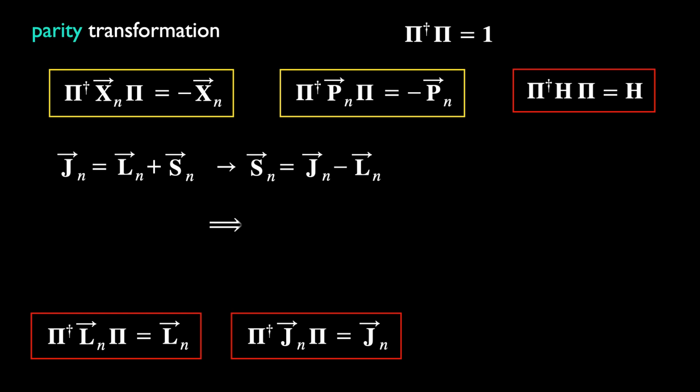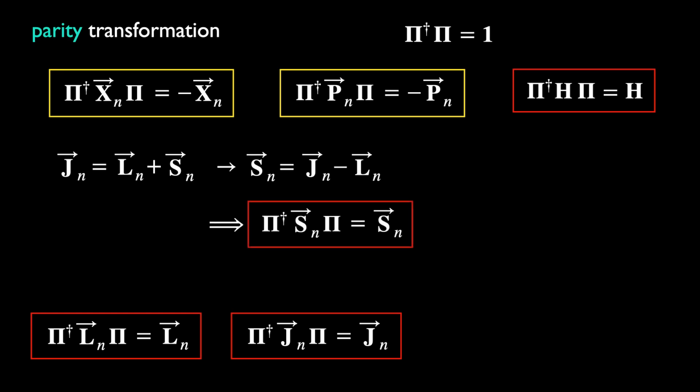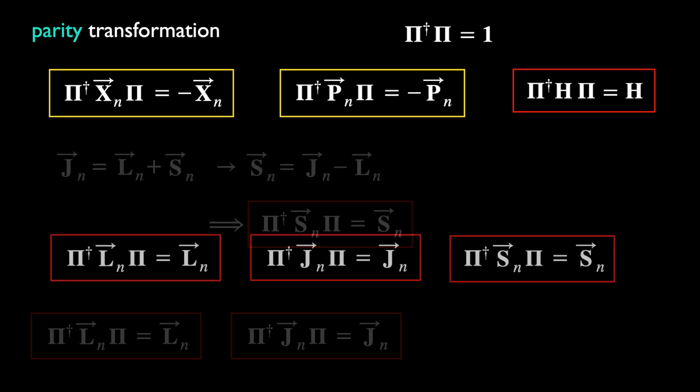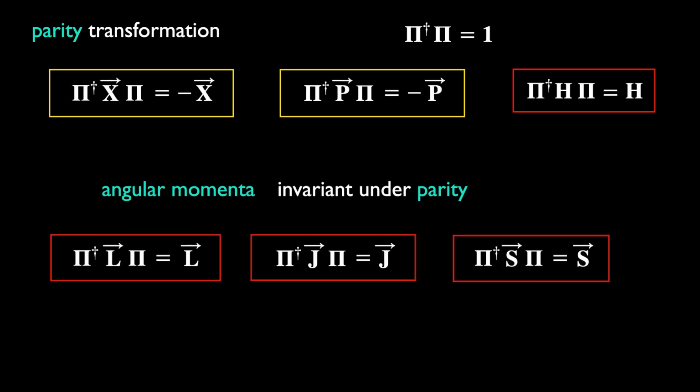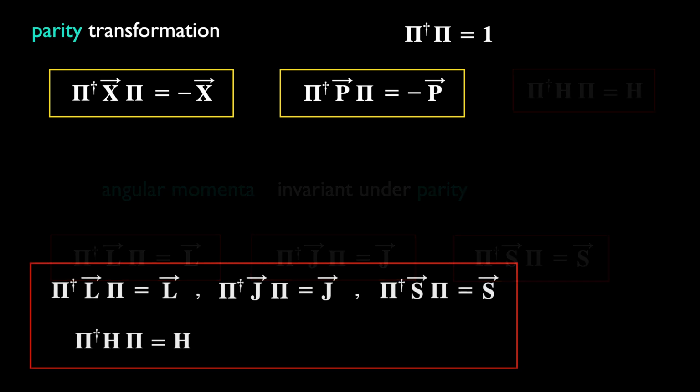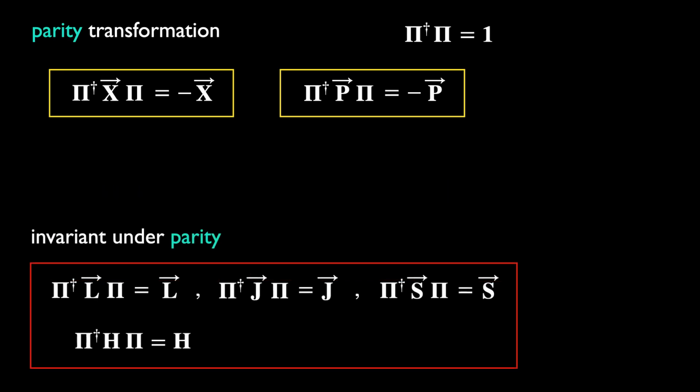The invariance of both L and J means the spin of the particle is also invariant. Thus all three types of angular momenta are invariant under parity transformation. Let's drop the particle indices for now to simplify notations. All the observables in the red box are invariant under parity, except for maybe the Hamiltonian H.